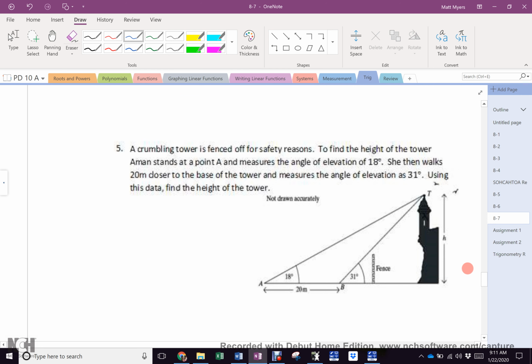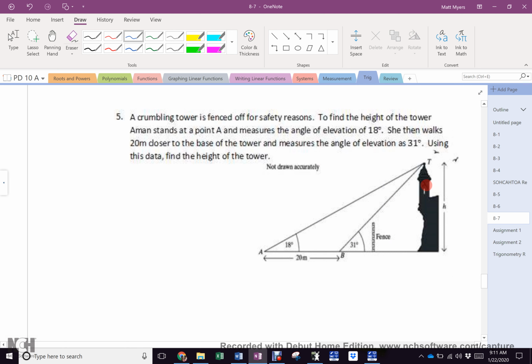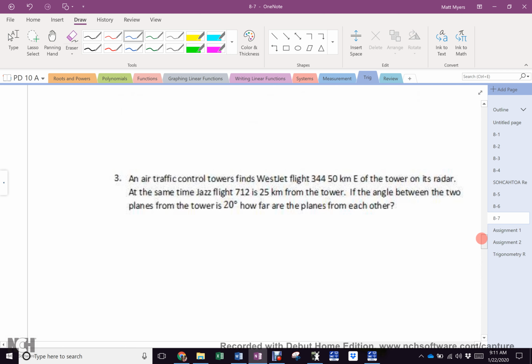I drew that. I didn't really. I copied that. I made the triangles in the fence, though. And I put the birds in. I copied just the tower. I want you to try 3 and 5.